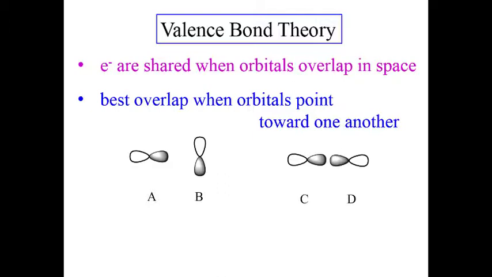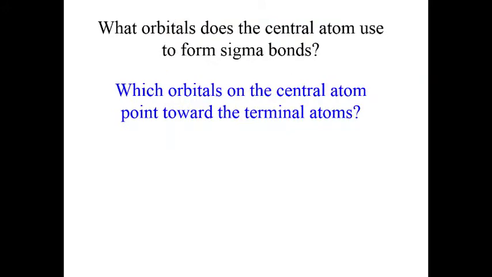On the right, imagine atoms C and D coming together, trying to share electrons in the p orbital shown. Clearly, when they move closer together, the orbitals would overlap, and sharing can occur much better than in the case of A and B. This type of overlap results in what we will call a sigma bond. So what we are trying to determine when we talk about hybrid orbitals is the answer to this question: what orbitals does the central atom use to form sigma bonds? Or, which orbitals on the central atom point toward the terminal atoms?